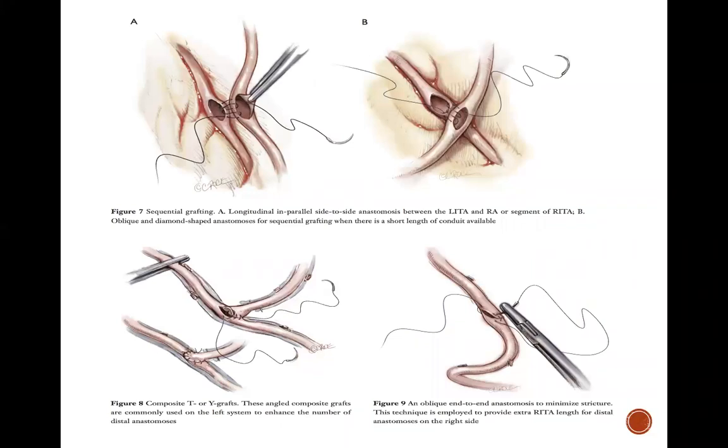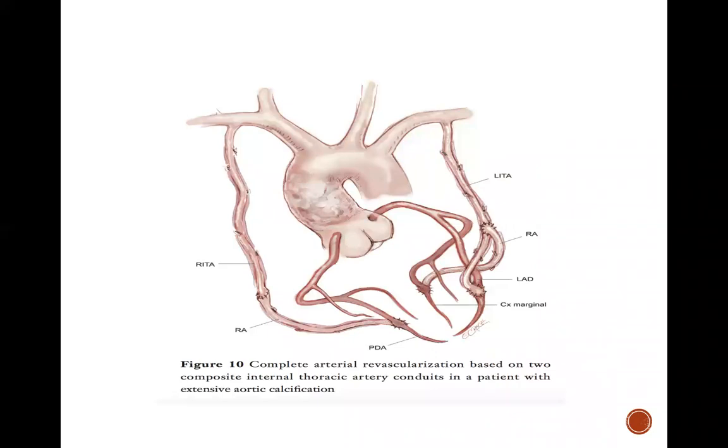Sequential grafting can also be used. This is just to show you the technique of sequential grafting. This is a complete arterial revascularization based on two composite internal thoracic arteries in a patient with extensive aortic calcification. You can see he used the aorta with a radial artery to feed the OM. As I mentioned, this must be a critical stenosis of 90%. And on the left side, also a sequential graft: LIMA with a radial artery as well.